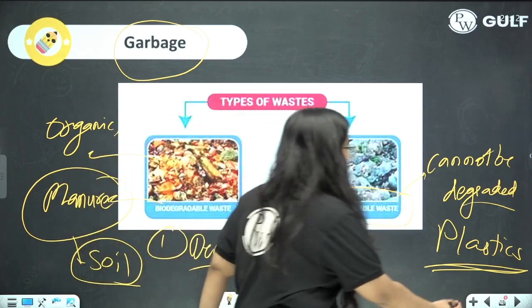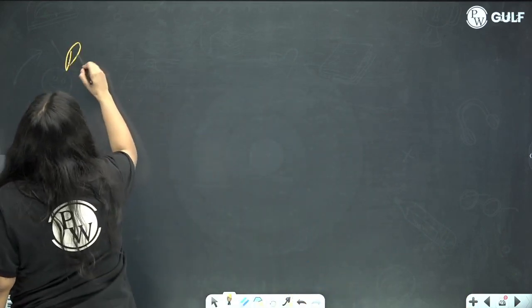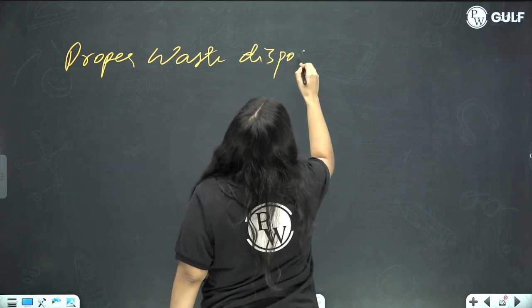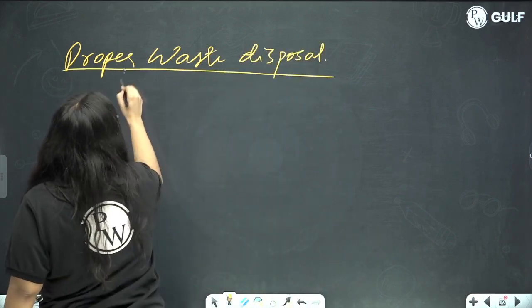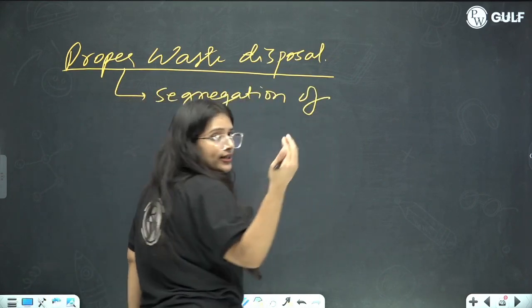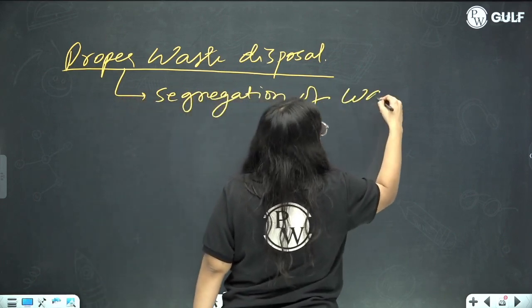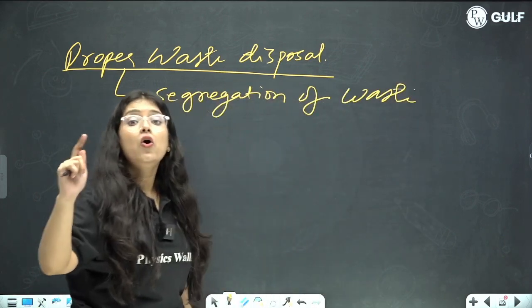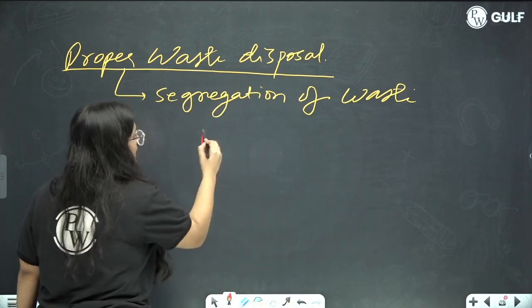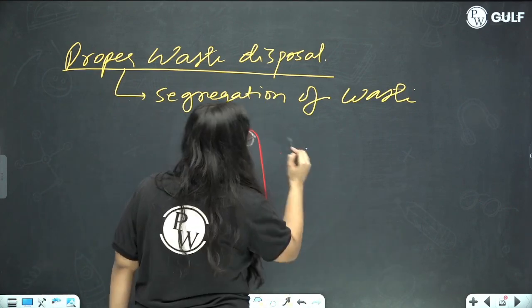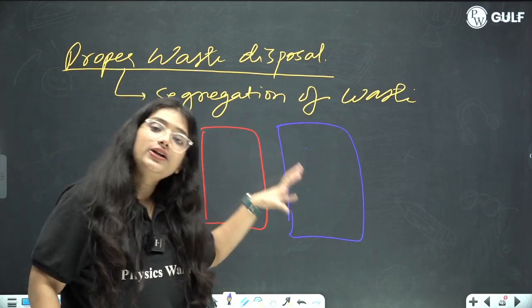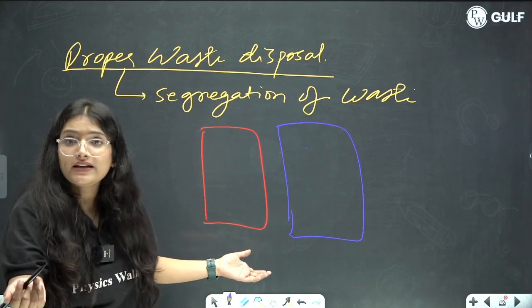So there is a need for proper waste disposal. Proper waste disposal involves the segregation of waste at the initial level. Segregation of waste has to begin at homes. You might have seen that there are different kinds of dustbins, like the red bins and the blue bins, so that even at your homes you can segregate the different types of waste, the biodegradable waste, the dry waste, and the wet waste. Okay.